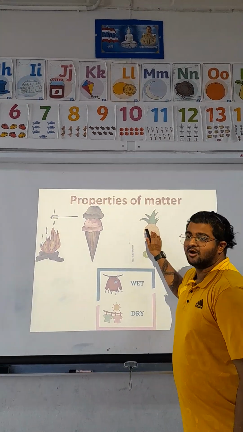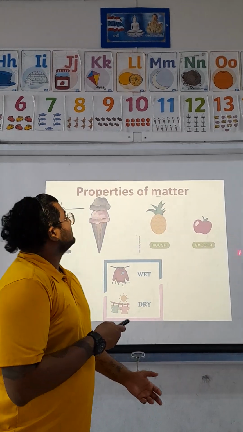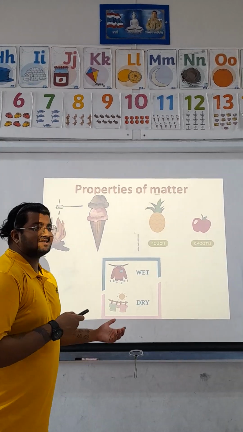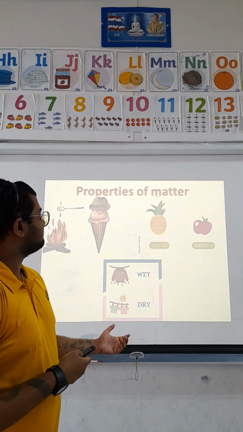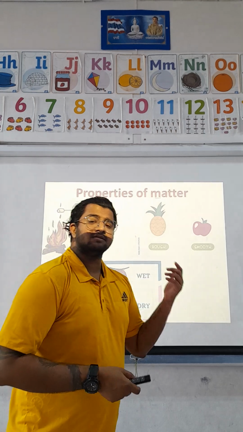Then we have a pineapple. When we feel it, what type of texture is it? What kind of a property is it? Is it rough or is it smooth? So there are different types of textures in different types of food. For example, as we said, the pineapple is rough, but the apple is smooth.